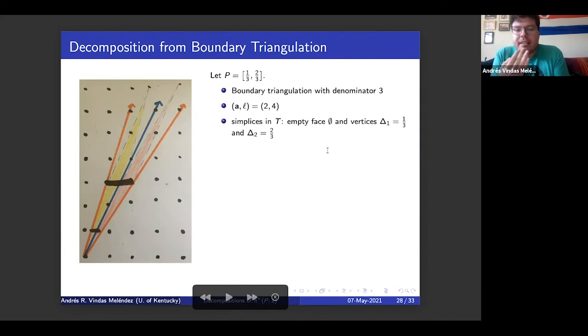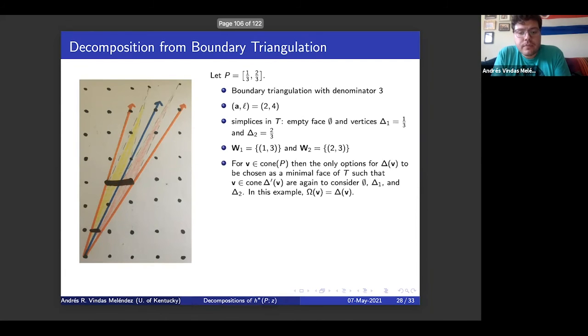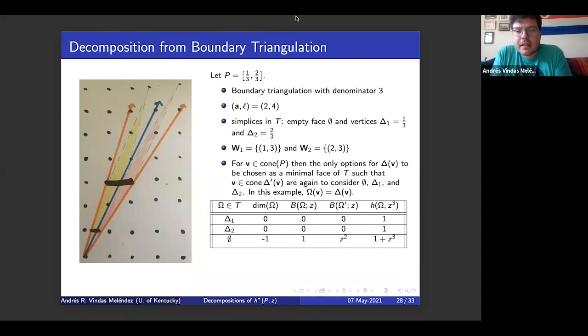So I took a boundary triangulation, and in a line segment, the boundary triangulation is not that interesting, but we do have the empty face and the two vertices, 1/3 and 2/3. Here's W1 and W2. You could ignore that for right now, but here's the collection of information that I need, okay?